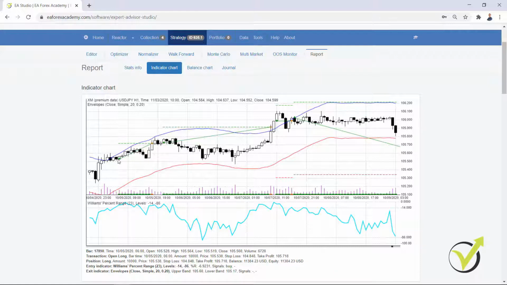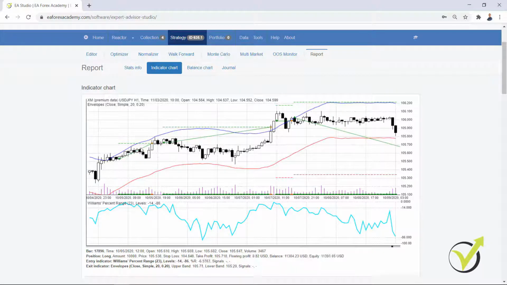So every strategy obviously has losing trades. Don't expect to find a strategy with only profits, but of course we want to have more profits than losses. And with strategy builders like EA Studio, it's very easy to find such strategies, and I will show you later in the course. But let's have a look, for example, at that trade here.